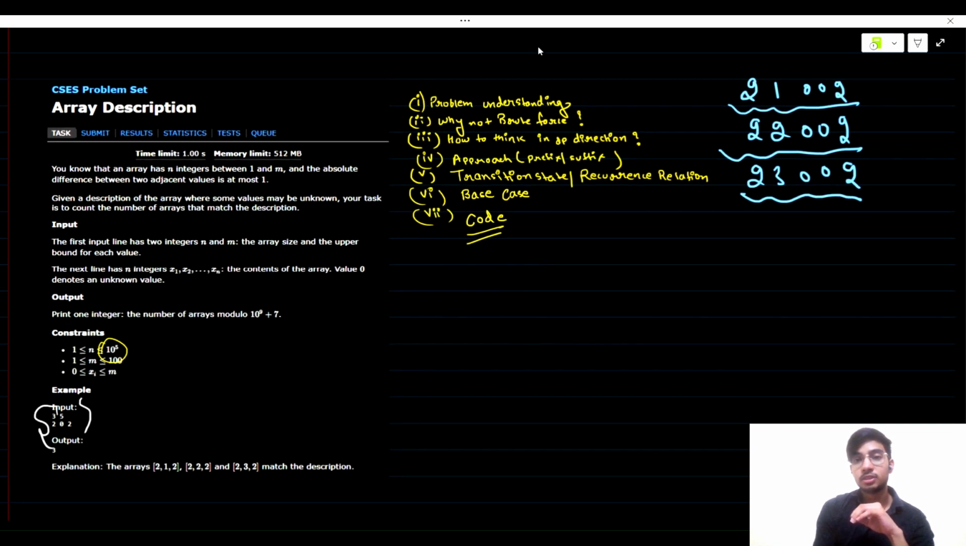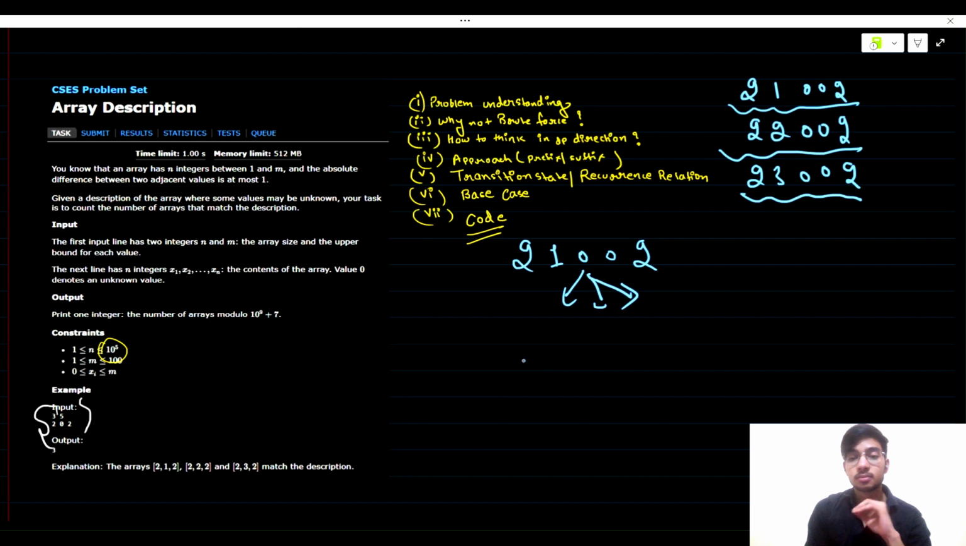Now let's take one by one. You have to solve for 1, 0, 0, 2, right? What are the possibilities? You can have 1, you can have 2, you can have 3, right? You can fill this position by 1, so that the difference between the adjacent elements is 0.